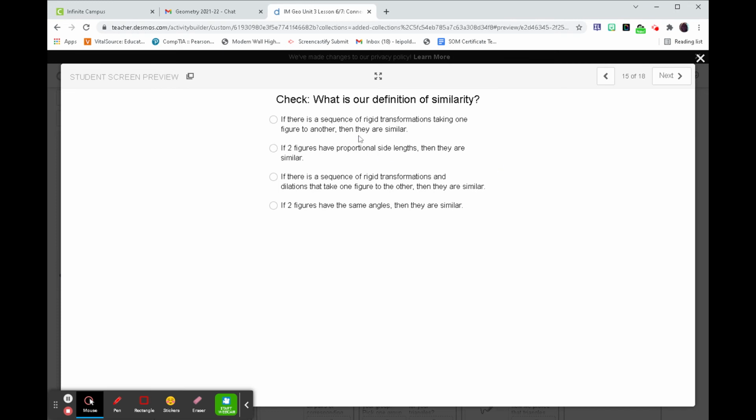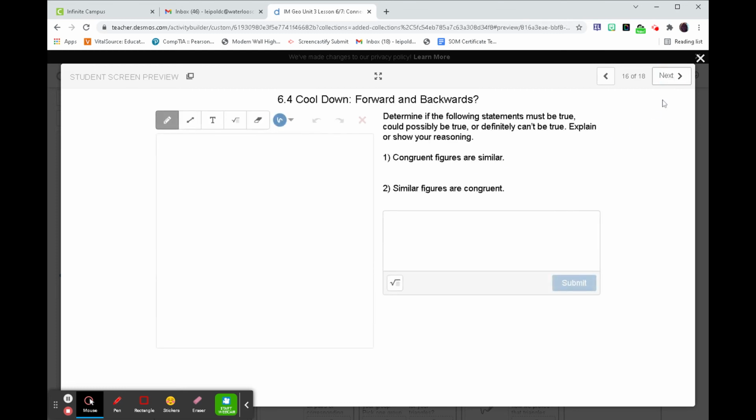In this case, is it if there's a sequence of rigid transformations taking one figure onto the other, then they're similar? If two figures have proportional side lengths, then they are similar. If there's a sequence of rigid transformations and dilations that take one figure onto another, then they're similar. If two figures have the same angles, then they are similar. Okay, I'm hoping that you understand that it's number 3, that if there's a sequence of rigid transformations and dilations. Before it was just rigid transformations for the congruence, but now we're talking similarity, so it includes the dilation. One can be slightly smaller, slightly larger than the other.